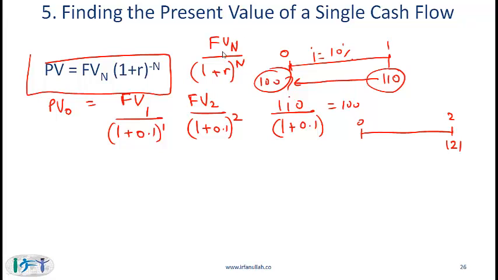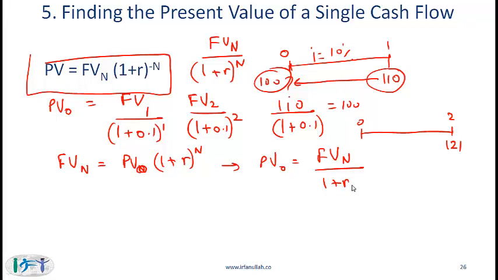Notice also the relationship between this formula and what you have seen earlier. The earlier formula, where we were talking about future value, was the following. The future value at time n was equal to the present value at time 0 into 1 plus r to the power of n. And you can simply algebraically rewrite this as present value at time 0 is equal to future value at time n divided by 1 plus r to the power of n.